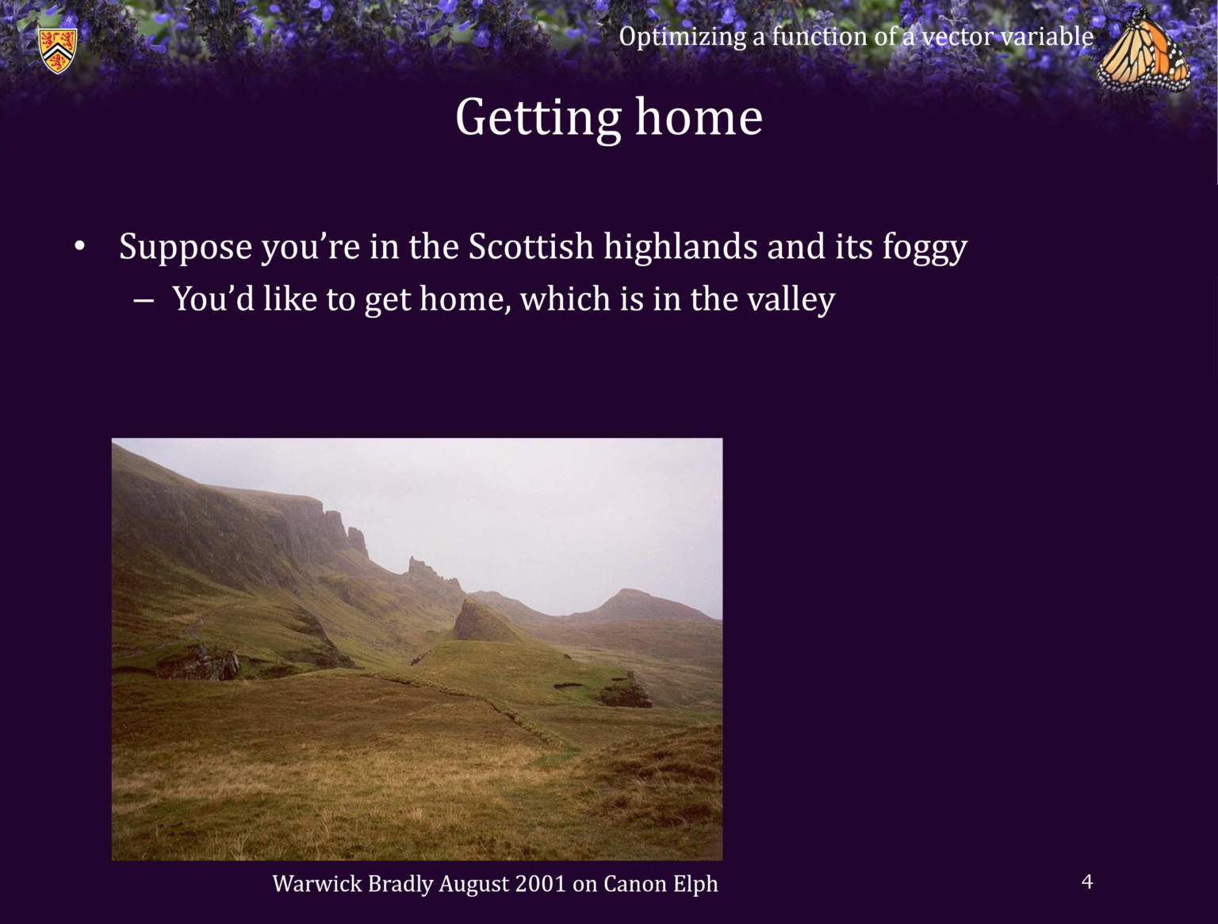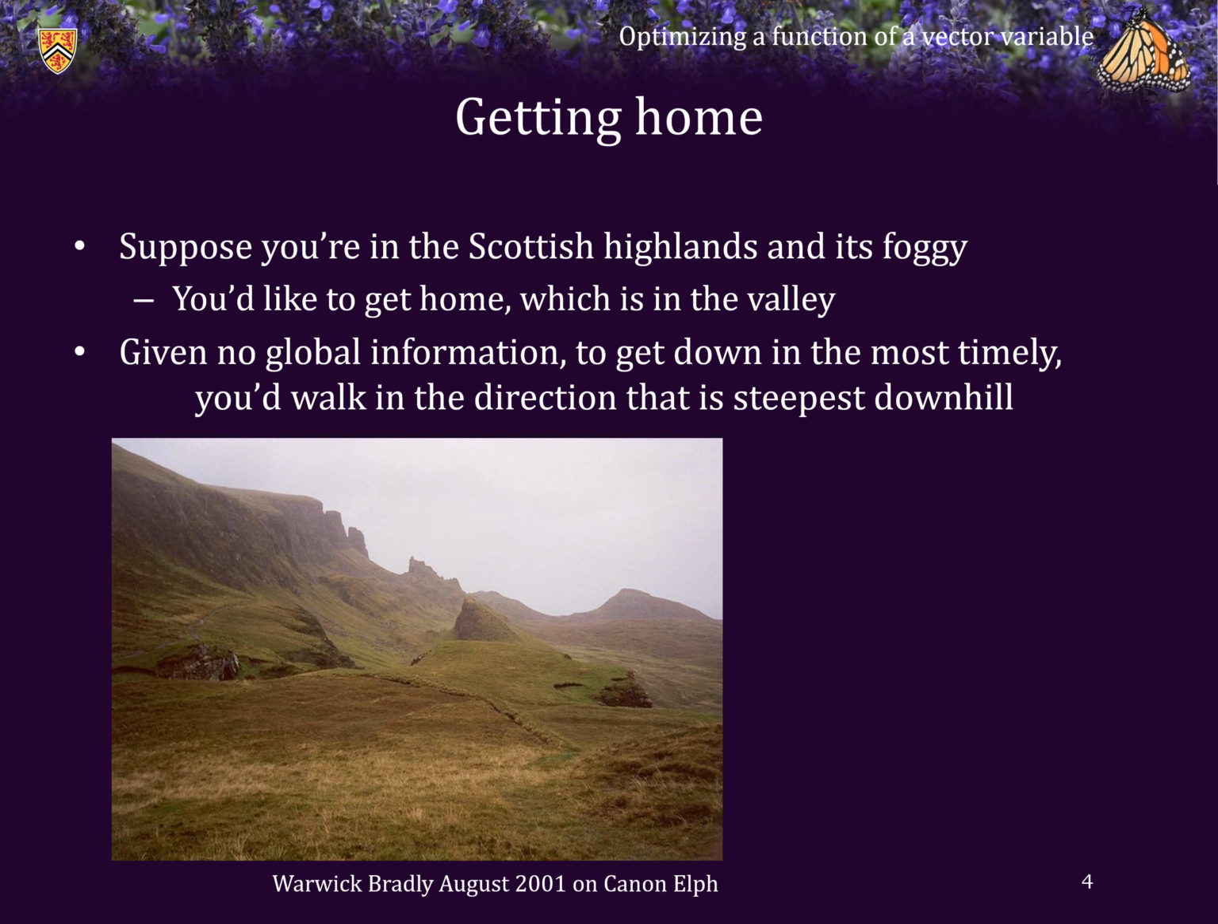Now, suppose you're in the Scottish Highlands and it's foggy. You'd like to get home, and your home's in the valley. So how do you get there? Well, of course, if you knew exactly which direction your home is, you could simply go in that direction. But suppose you have no global information. Consequently, in this case, if you were trying to get down into the valley in the quickest way possible, given only local information, then the most reasonable approach would be to walk in the direction in which it is the steepest in a downhill manner.